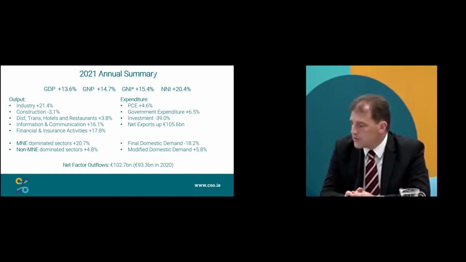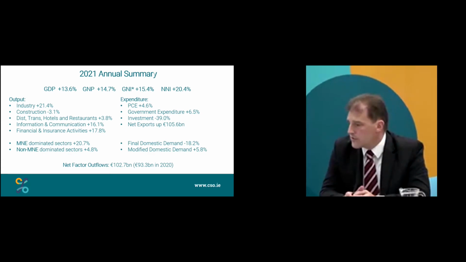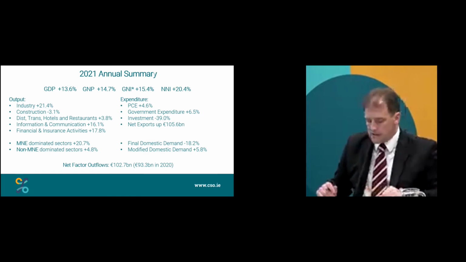But a notable feature, I think, in 2021 is that the net factor flows have gone over 100 billion. The profit outflows have gone over 100 billion for the first time. But GNP is still up 14.7%.